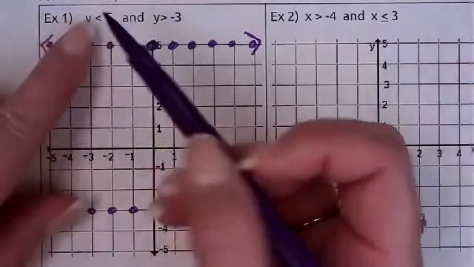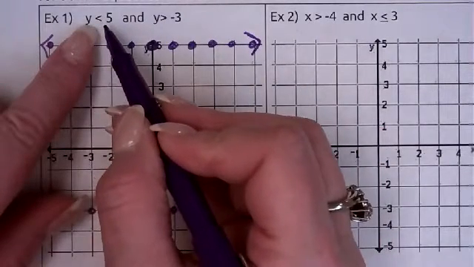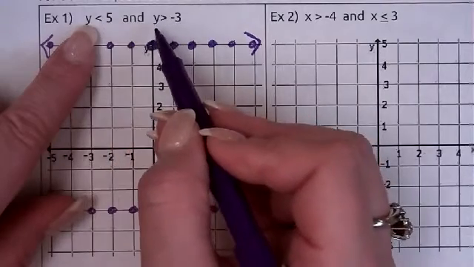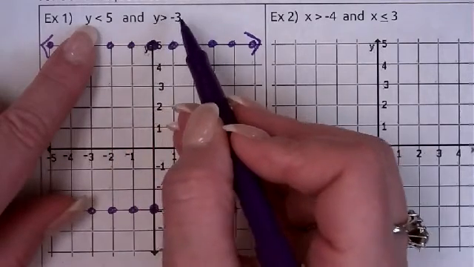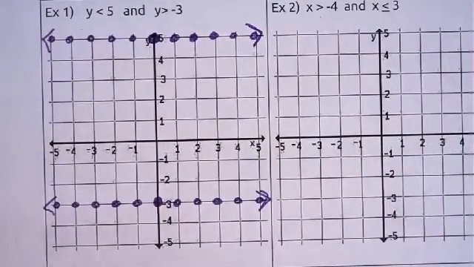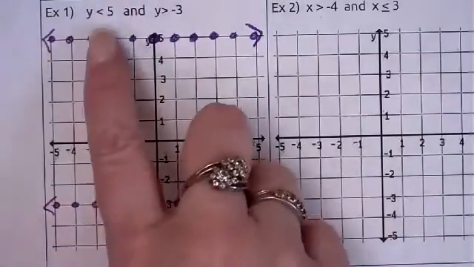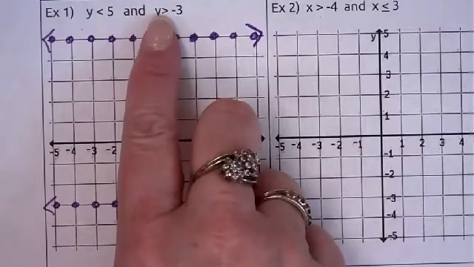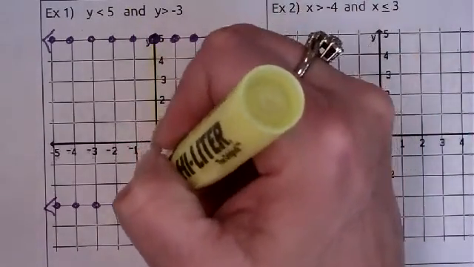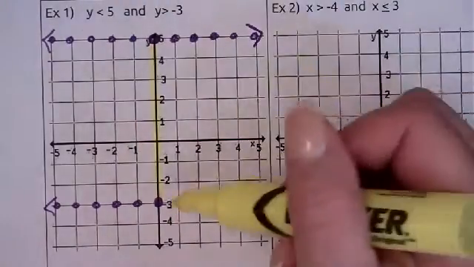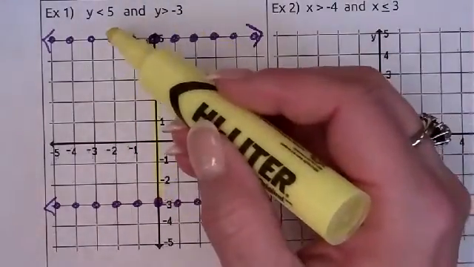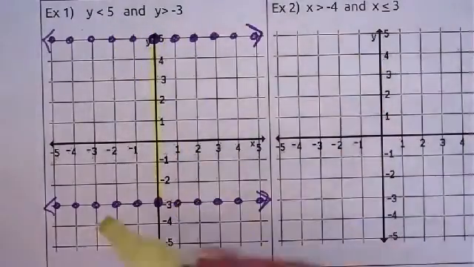Now look right here. It says y is less than 5. So y's got to be a number smaller than 5. But it's also got to be a number that's greater than negative 3. On my graph paper, where do I find the numbers that are smaller than 5 but larger than negative 3? Where I find it is this whole little part right there. All of those numbers I just highlighted are numbers that are smaller than 5 but larger than negative 3.